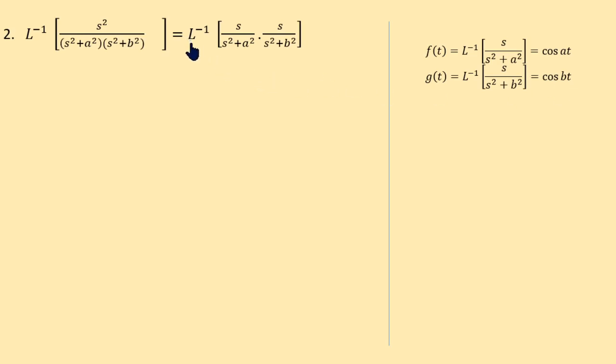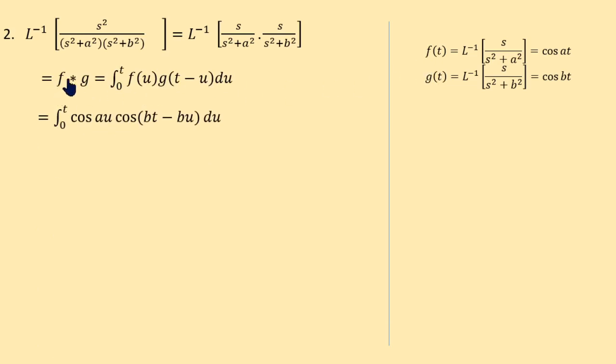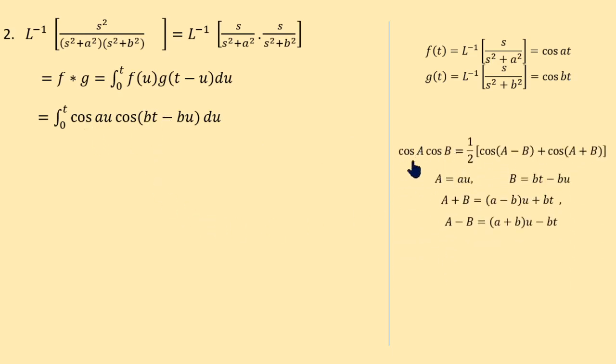And hence by convolution theorem, L inverse of F of s into G of s is convolution of this f of t and g of t. So convolution of f and g is nothing but integral 0 to t f of u g of t minus u du, f of u is cos au, g of t minus u is cos b into (t minus u), so cos(bt minus bu), cos a cos b, same as the previous problem.